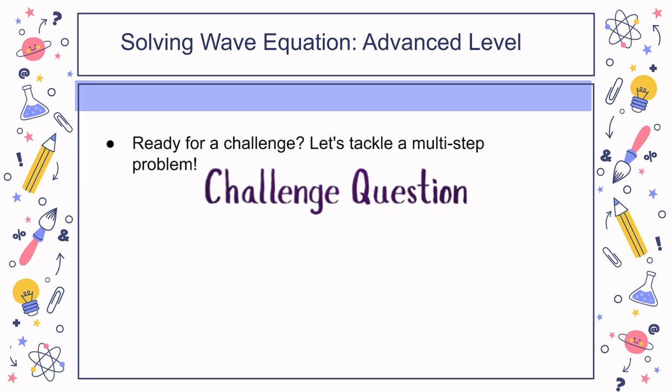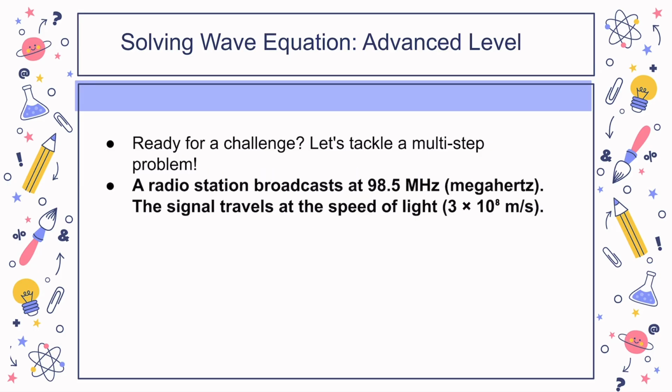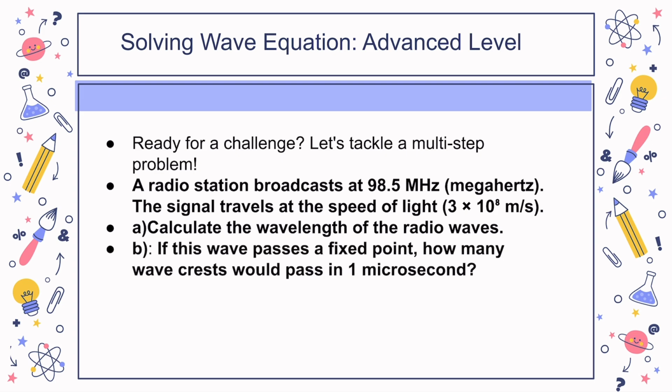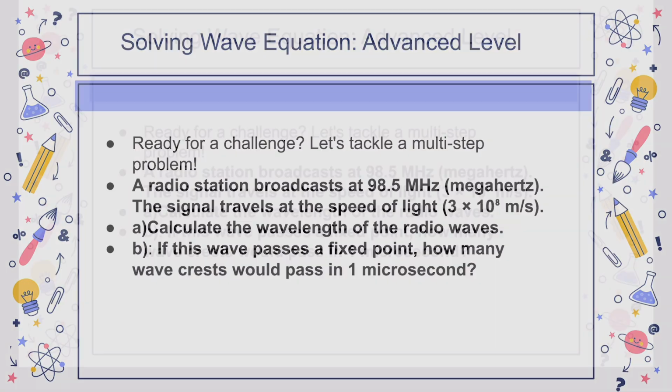Finally, let's look at a more multi-step, advanced level type of question. So we got a radio station that broadcasts at 98.5 megahertz, and the signal travels at the speed of light, which is about 3 times 10 to the 8 meters per second. Calculate the wavelength of the radio waves. And then B, if this wave passes a fixed point, or a point source, how many wave crests would pass in 1 microsecond? Now this part is the harder part.